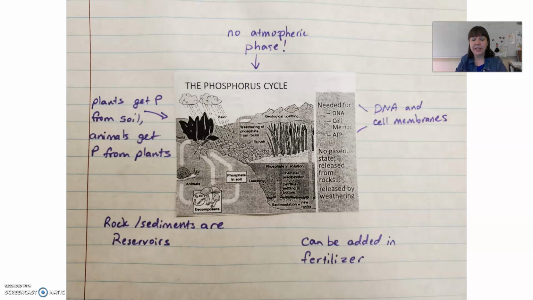It is crucial for DNA and cell membranes. Plants get it from the soil, animals get it from plants. And then important reservoirs of phosphorus are our rock and our sediment. Okay? If we need more, we can add it. Just like some of our other chemicals, we can add it with fertilizer.